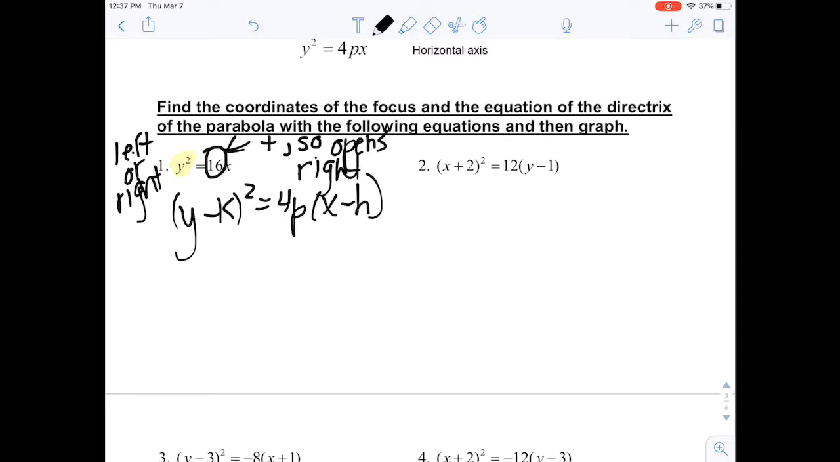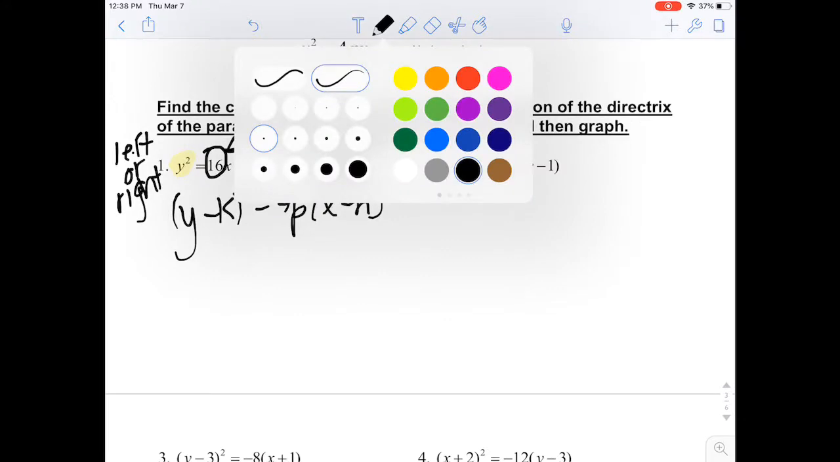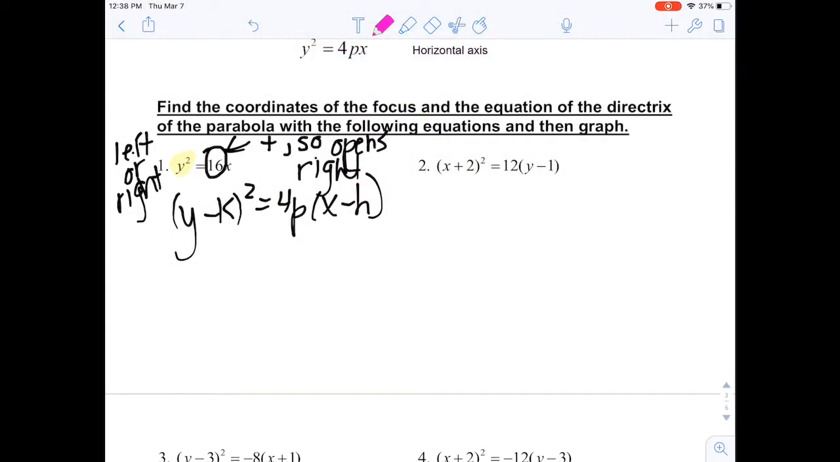Okay, now here we don't have a k, we don't have an h, so that's telling me, oh, my vertex, let's see if I could change the color of the ink. Nope, not there. There we go. All right, I'll go pink. The vertex would be 0, 0.